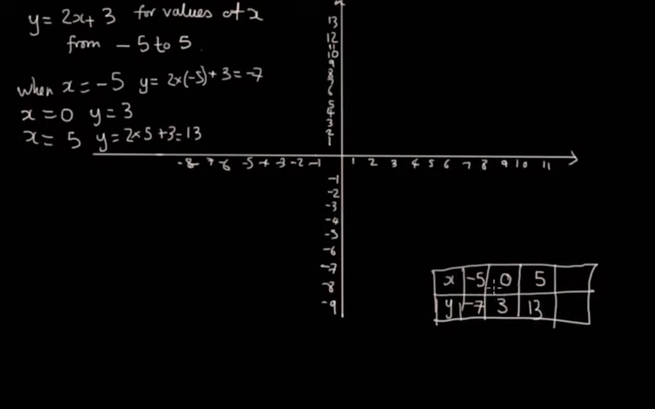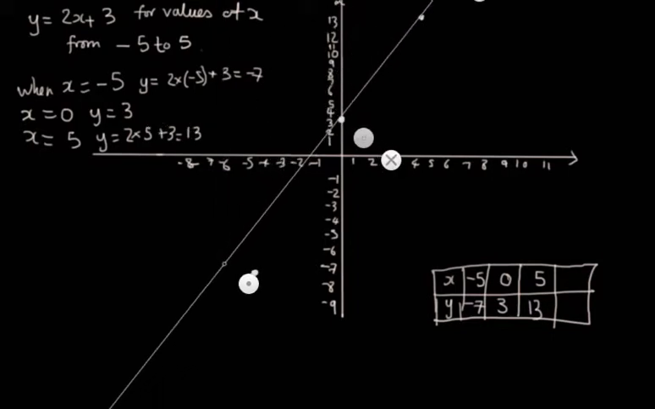So we've got 3 plot points on this line. So let's plot them into the grid. When x is minus 5, y is minus 7, so it's going to be roughly down here. When x is 0, y is 3, so up here. And when x is 5, y is 13, so it's here. So now we've got 3 points. We would just take a ruler and draw the line through our 3 points.